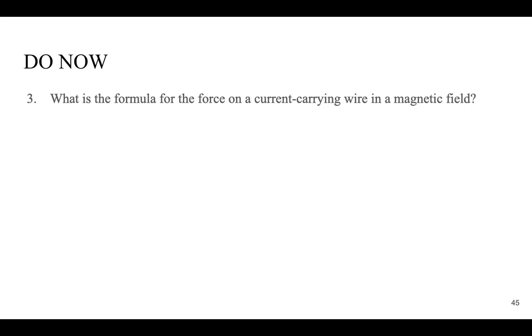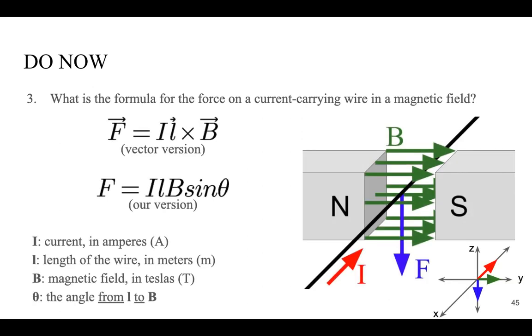So what is the formula for the force on a current carrying wire in a magnetic field? Here's two versions of it. The vector version, which we're not really going to deal with too much, is F equals I L cross B, using the cross product, the vector product. We'll mostly deal with this one: F equals I L B sin theta. So this helps us get around doing the vector math.